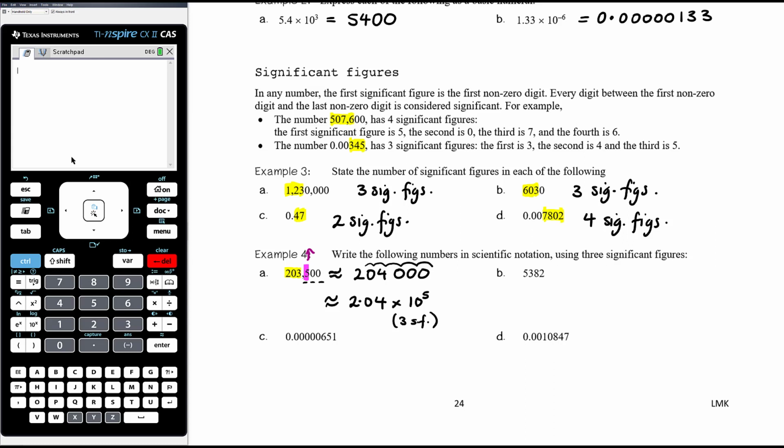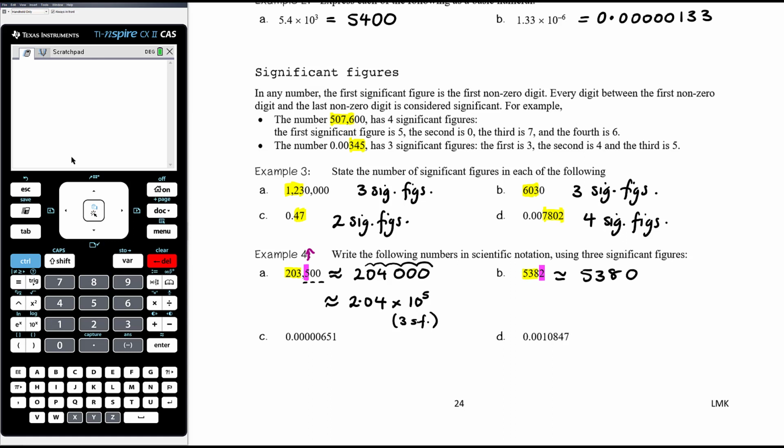Okay, part B. Let's focus on the 3 significant figures first. So it has 4 significant figures. The first 3 significant figures are 5, 3, 8. We look at the next significant figure, which tells us that we don't need to round up at all. And so to 3 significant figures, this is 5,380. If that pink digit was 5 or more, it would become 90. But it is not 5 or more, so it rounds to 80.